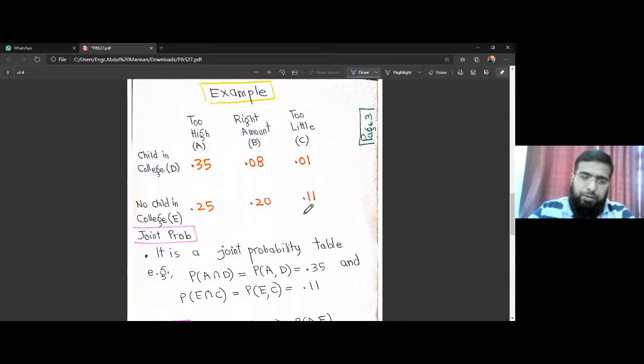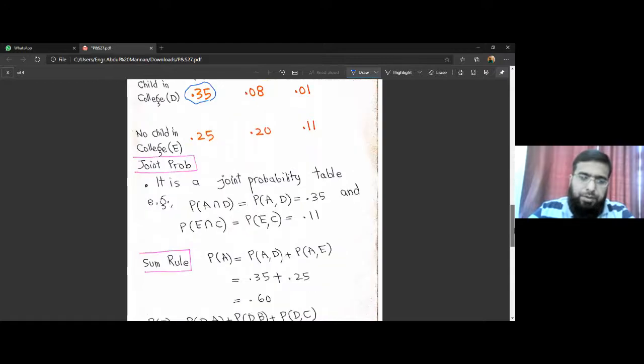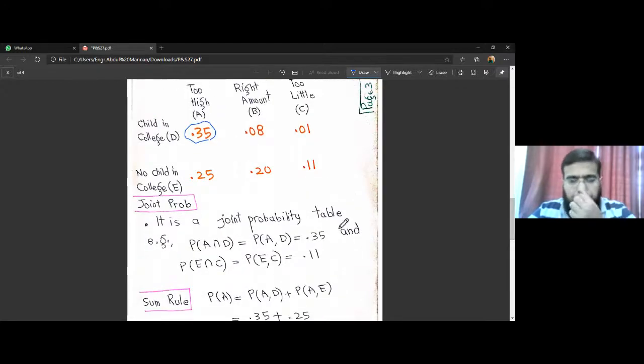So actually this table gives us a set of 6 joint probability terms. It's a joint probability table. What does this 0.35 mean to us? This is actually the intersection, or the joint, of the two: parents who have a child in college, and they think that the fee is too high. They are 0.35. So probability of A intersection D, or probability of AD, is this 0.35.